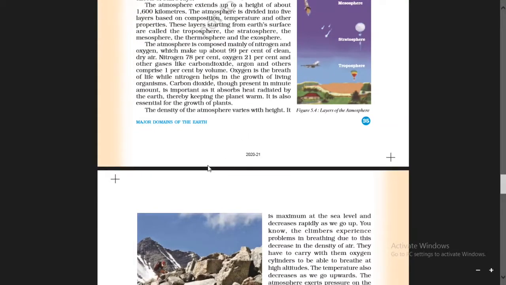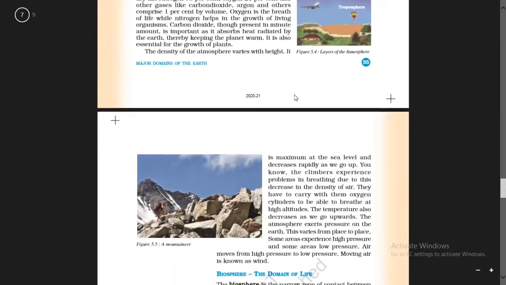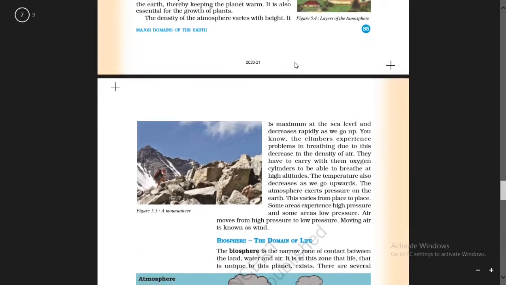Carbon dioxide, though present in minute amount, is important as it absorbs heat radiated by the earth, thereby keeping the planet warm. It is also essential for the growth of plants. The density of the atmosphere varies with height. Density of atmosphere is different according to the height.